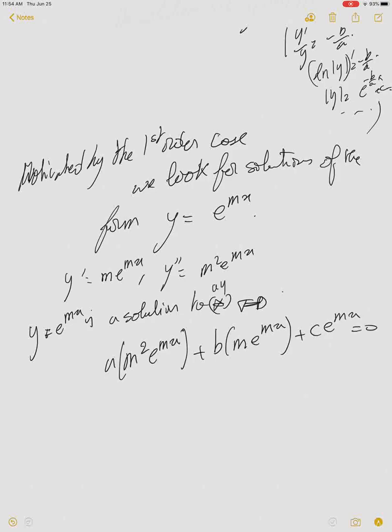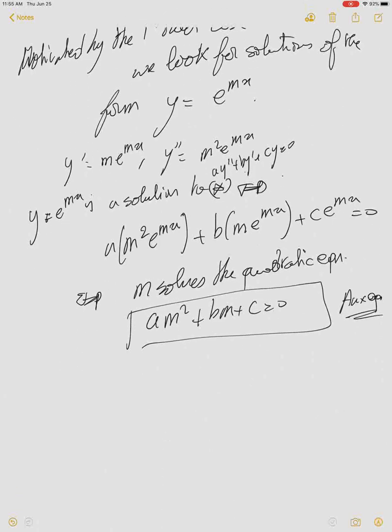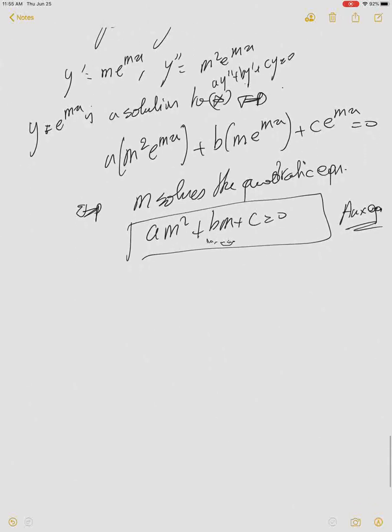So maybe I should write star here just for you to remember. But this is if and only if, now simplifying by e to the mx, m solves the quadratic equation am squared plus bm plus c equal to 0. Now this is called the auxiliary equation. So I'm starting with ay'' plus by' plus cy equal to 0. And I'm saying that I have a solution of the form e to the mx if and only if m solves the following auxiliary equation, which means if m solves this equation, then y equal e to the mx is a solution. This is an if and only if statement.